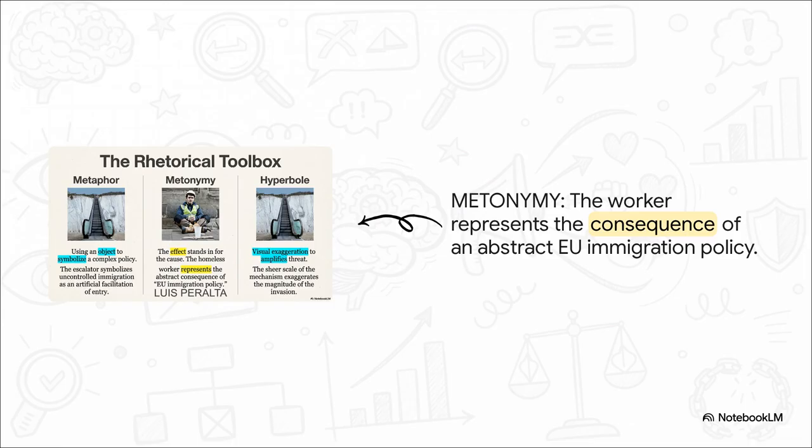Next, we've got metonymy. This is a fancy word for a simple idea, using an effect to stand in for the cause. In this image, the man begging on the street, he isn't just a man. He is the argument. He is being used to represent the supposed consequences of a complex EU immigration policy. It takes this big, abstract economic debate and brings it all down to one single, emotional human story.